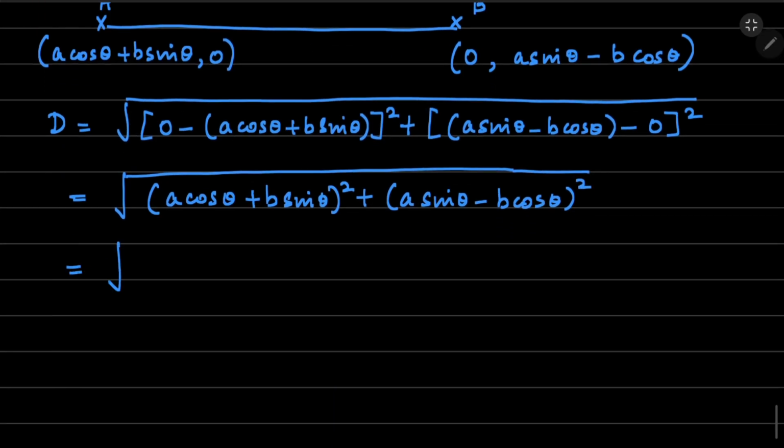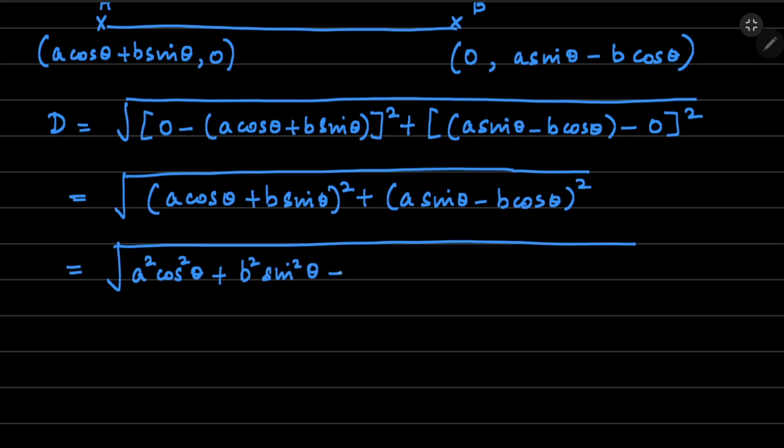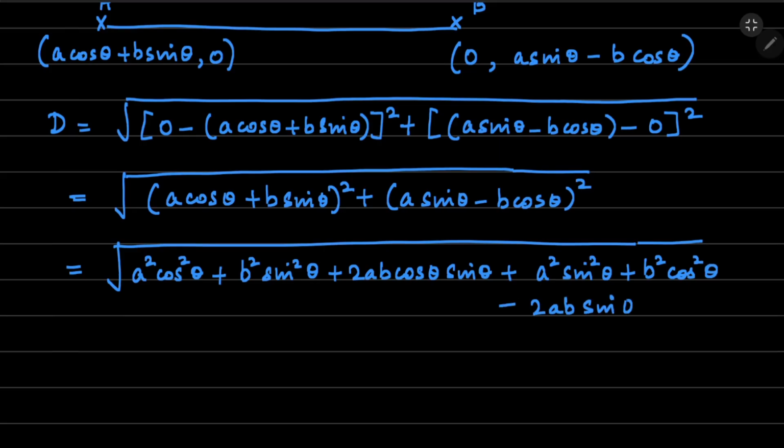Okay. Now, let us expand using the a plus b and a minus b the whole square formulas. So, a square cos square theta plus b square sin square theta plus 2ab cos theta sin theta, plus, again, a minus b the whole square: a square sin square theta plus b square cos square theta minus 2ab sin theta cos theta. So, what will get cancelled? The plus 2ab cos theta sin theta and minus 2ab cos theta sin theta will get cancelled.